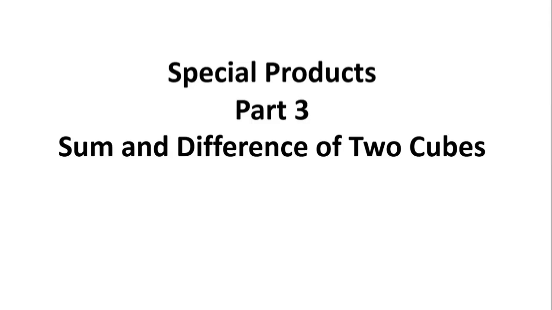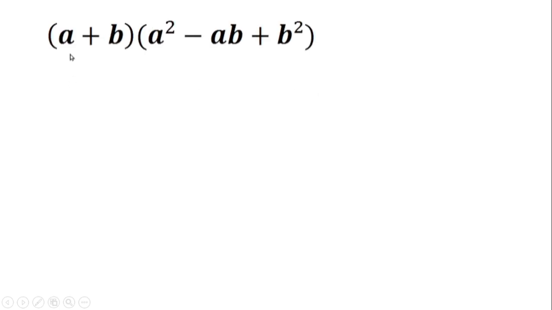Our topic for today is the special product part 3, the sum and difference of two cubes. So this is in the form a plus b times a squared minus ab plus b squared. So the binomial is being multiplied to a trinomial in which the first term is the square of the first term of the binomial. The middle term is the product of the first and the second of the binomial with the negative sign here.